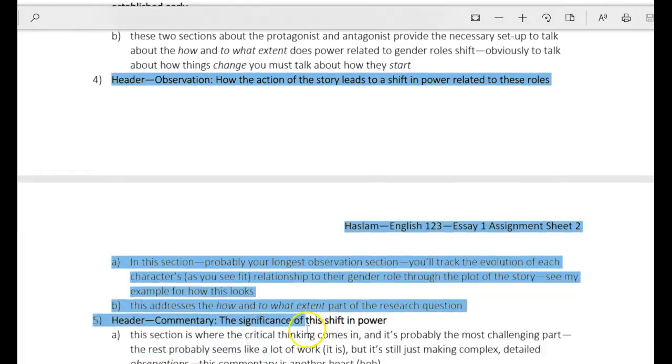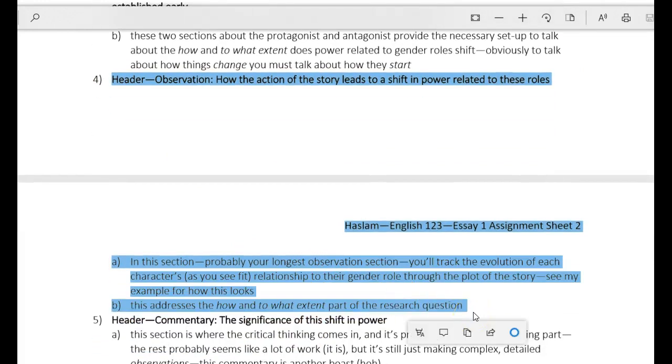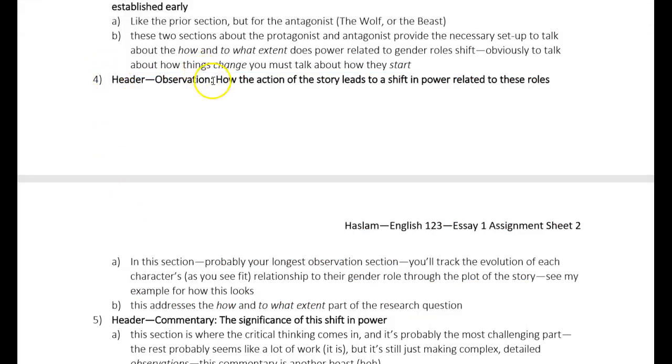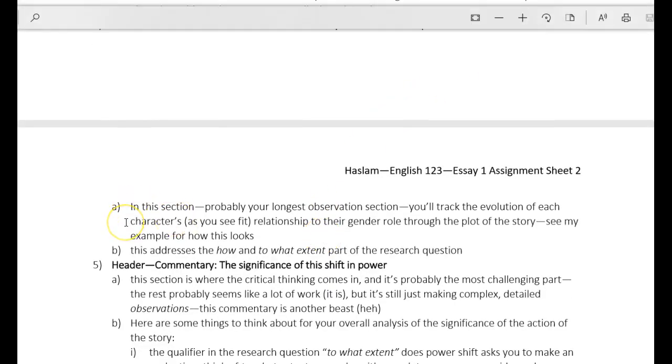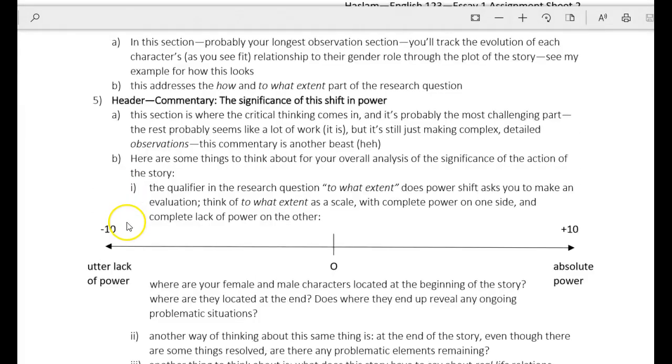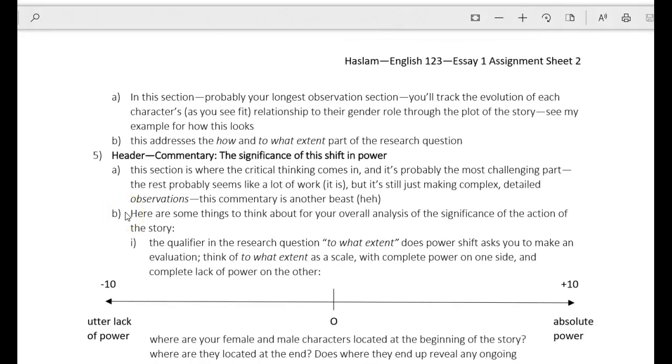Then the real meat of your essay, probably half of your paper. So you've already written a little bit, you've already written a quarter of it, setting things up. The next section is how the action of the story leads to a shift in power. So here is where you'll go through the story and pick and choose your important moments and details, and you're explaining what you observe. Just like in the observation, you're explaining what you notice. I noticed that this moment seems important, related to gender roles. In this moment, this thing happens, and to me, that means this, right? So that'll be the longest part of your paper.